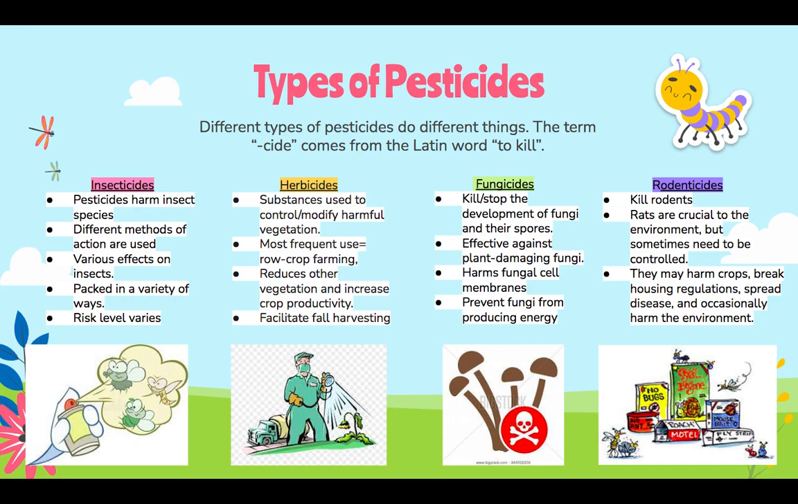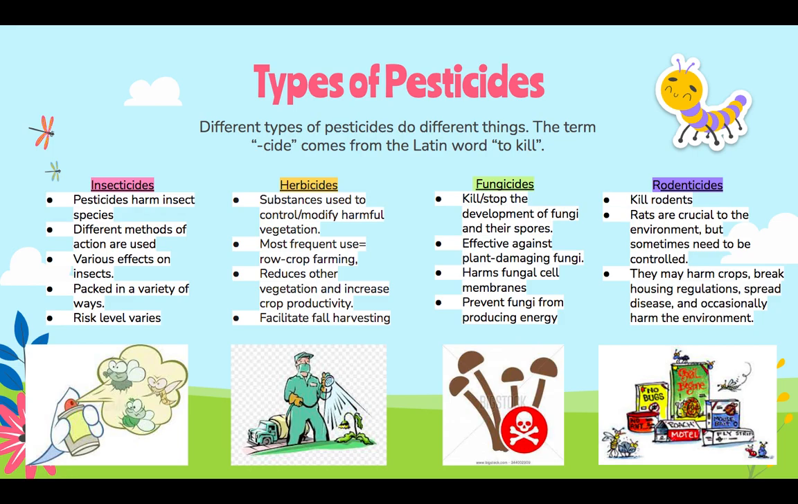Herbicides are substances that are used to control or modify harmful vegetation. The most frequent use of herbicides is in row crop farming, when they are sprayed on either before or during planting in order to reduce other vegetation and increase crop productivity. They may also be used on the crops in the fall to facilitate harvesting.